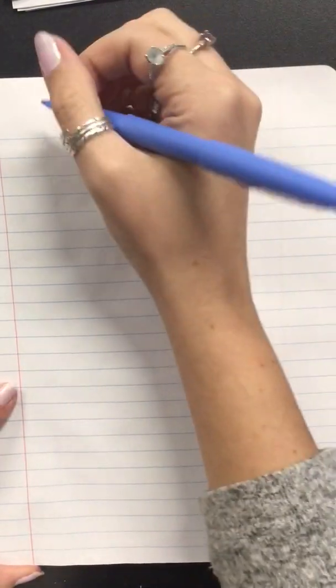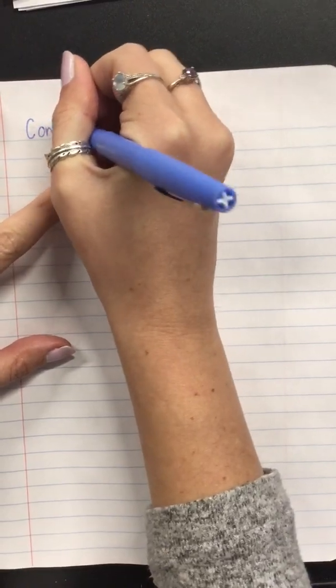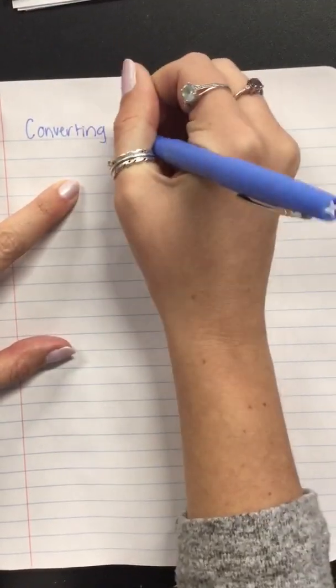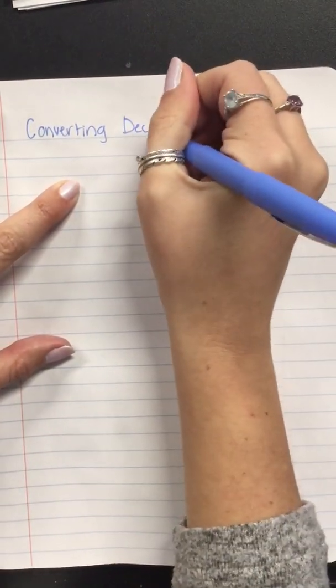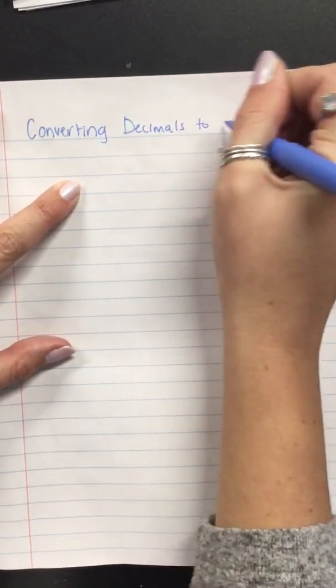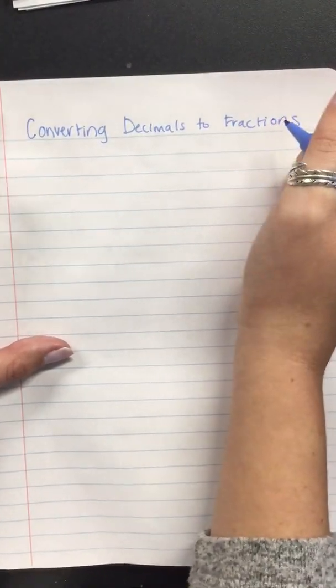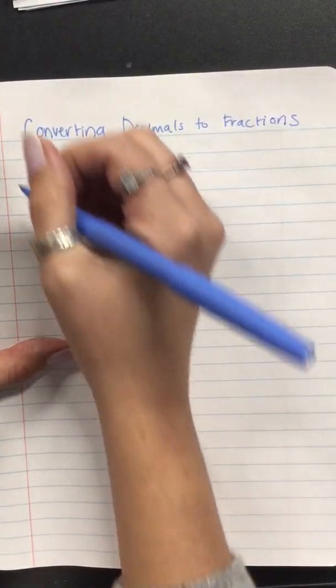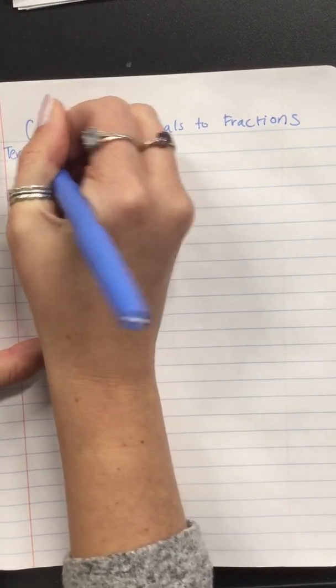Okay, so last week we talked a little bit about converting decimals to fractions. So we're going to take a little bit of notes on that today. We're going to label it converting decimals to fractions. And the first thing we're going to do is take the definition of a terminating decimal. So again, we've got terminating decimal.